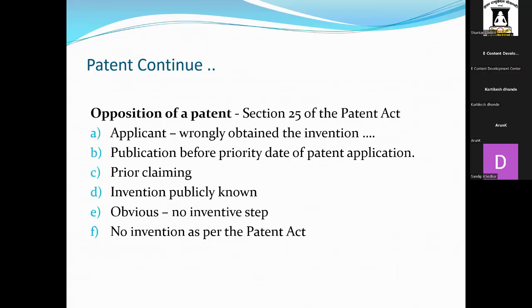Publication before the priority date of the application, or prior claiming, or the invention being publicly known. So we cannot patent what is known publicly. Suppose we have some benefits of a fruit, we cannot patent that because the public already knows about it. Also, obviousness, no inventive step, and no invention as per the Patent Act. So if this applies, anybody can oppose a patent.